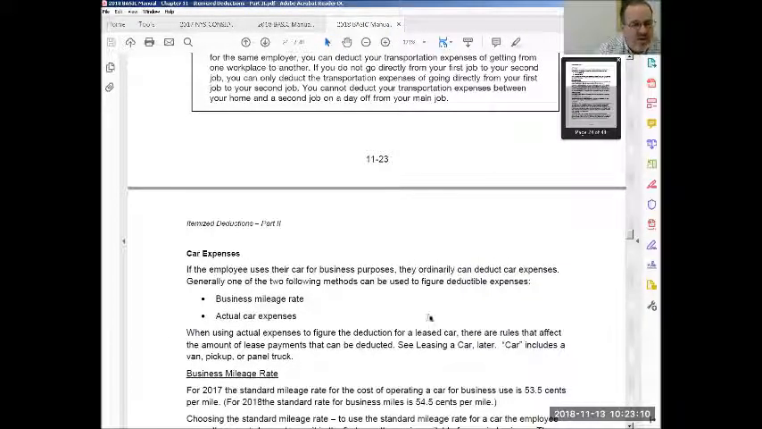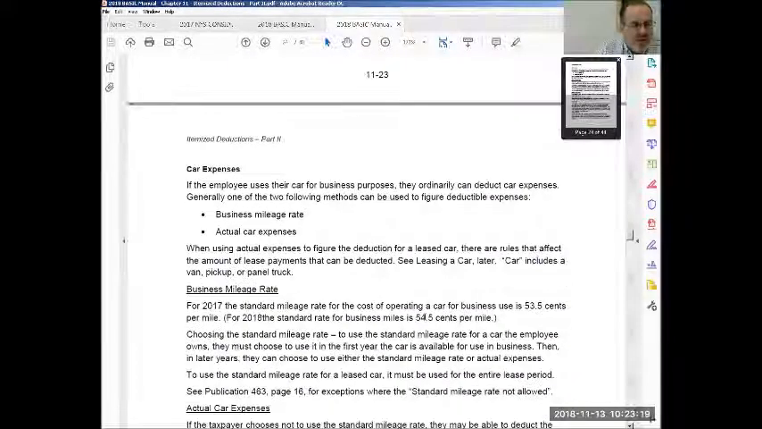If the employee uses their car for business purposes, they ordinarily can deduct car expenses. Generally, one of the two following methods can be used: the mileage rate or the actual. I will say 99% of the time, the mileage rate is the much better deal. However, sometimes people have cars where actual is better, because you have to maintain it to keep it on the road. But once you choose a method, can I change and take the best deal each year? No. As long as that car is in service for me, I have to stay with the same method.